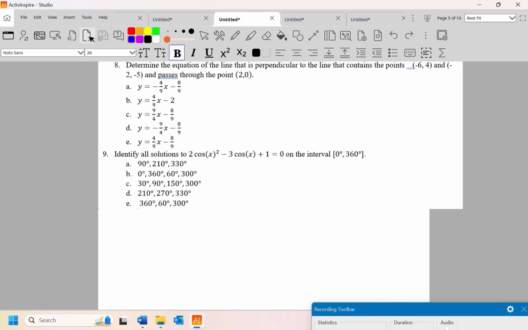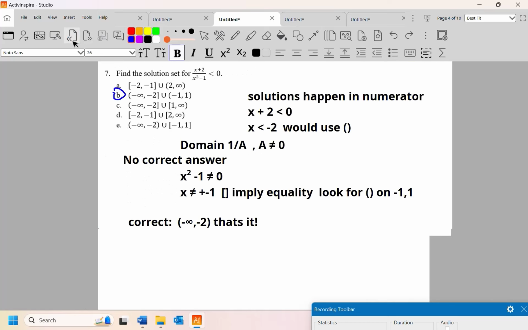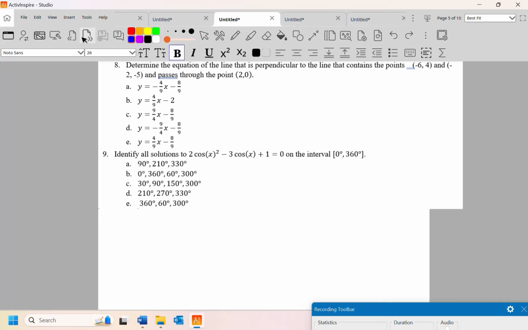Determine the equation of the line that is perpendicular to the line that contains the points -6, 4, and -2, -5 and passes through the point 2, 0. So the first thing you have to do is find your slope.